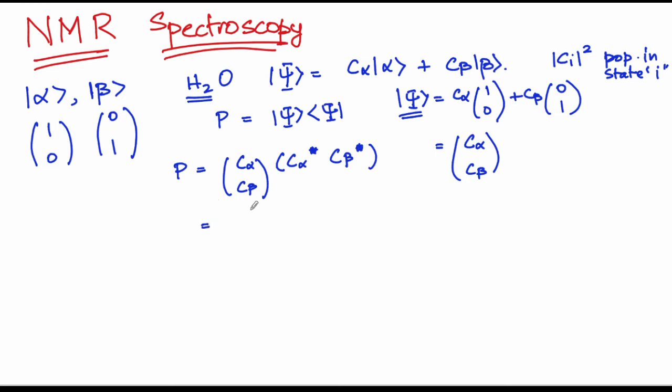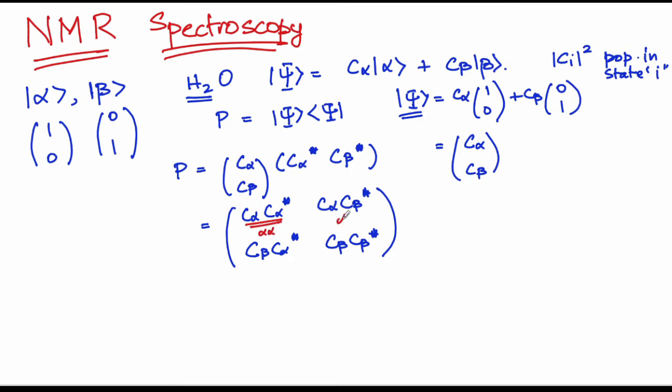So this is going to be equal to, if you do the matrix multiplication, you start with a 2 by 1 and a 1 by 2 matrix. Therefore, you're going to end up with a 2 by 2 matrix. So let's do the matrix multiplication now. You're going to have C alpha C alpha star, C alpha C beta star, C beta C alpha star, and C beta C beta star. Now I hope you are able to appreciate this is the alpha alpha term, this is the alpha beta term, this is the beta alpha term, and this is the beta beta term.